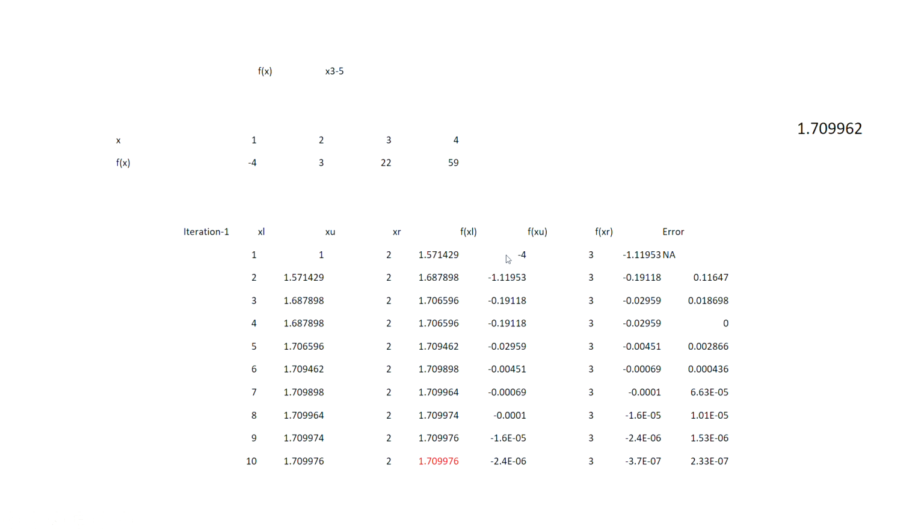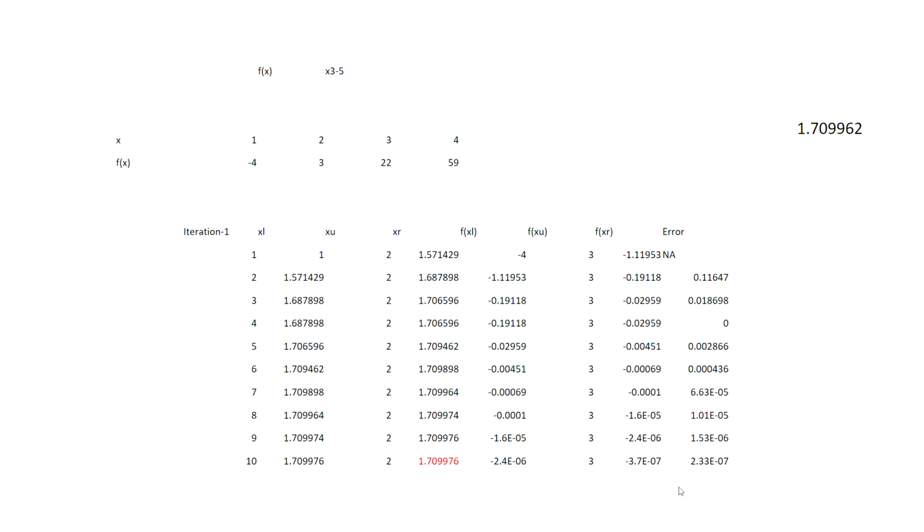Now in this case, since the function values of f of XL and f of XR are negative, basically XR will replace XL in the next iteration. So this XR has come here, and XU, and then we will recompute the XR, and then we will check for the sign of f of XR, f of XL and f of XU. And by doing so, after 10 iterations, as we can see, the value of XR is 1.709976, and the function value is very close to 0. It is minus 3.7 times 10 to the power minus 7.